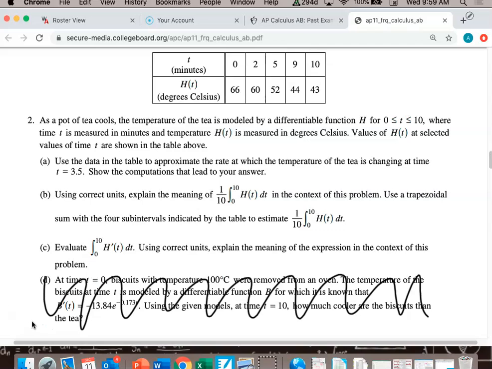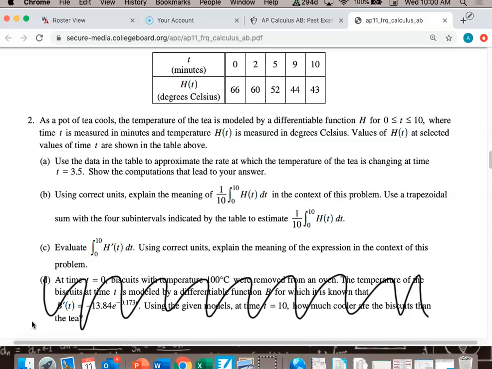Notice this is 2011 number 2, which means calculators are allowed, right? Okay. I'm going to read this through, and then I'll start you on it. As a pot of tea cools, the temperature of the tea is modeled by a differentiable function h for t in the interval 0 to 10, where t is measured in minutes and h of t is the temperature measured in degrees Celsius. Values of h of t at selected values of time t are shown in the table above. Part A. Use the data in the table to approximate the rate at which the temperature of the tea is changing at t equals 3.5. Show the computations that lead to your answer. I think you all can do this.